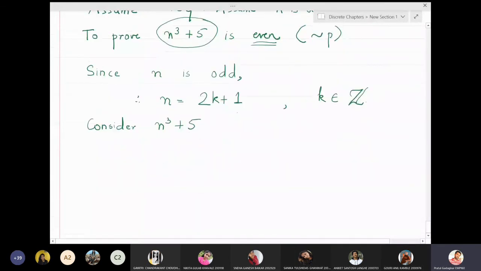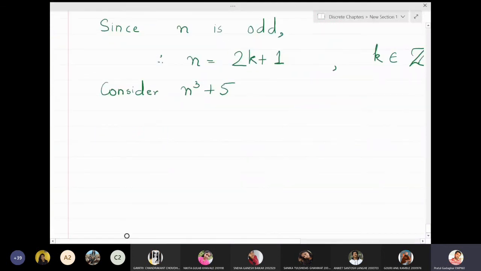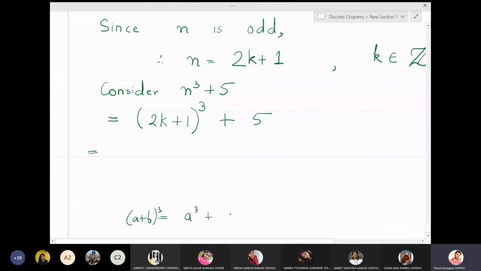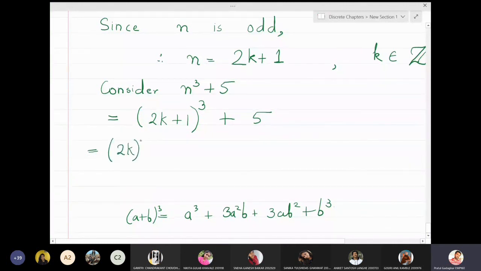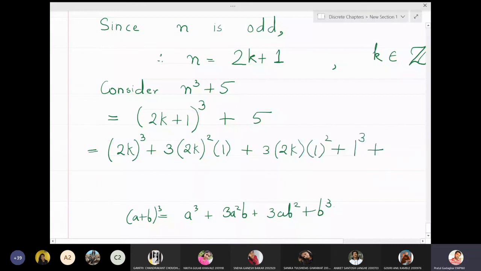Let us write the calculations here. n cube plus 5 is equal to (2k plus 1) whole cube plus 5. What is (a plus b) whole cube? (a plus b) whole cube is a cube plus 3a square b plus 3ab square plus b cube. So we'll use this formula. a cube means (2k) cube, plus 3 times a square, which is (2k) square, into 1, plus 3 times 2k into 1 square, plus 1 cube, plus 5 as it is, right?